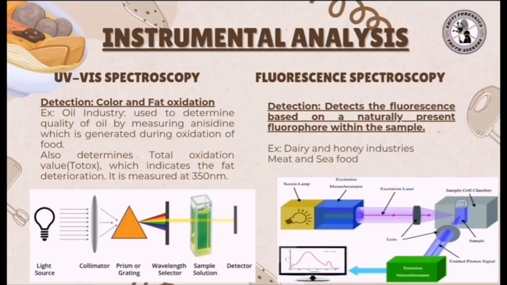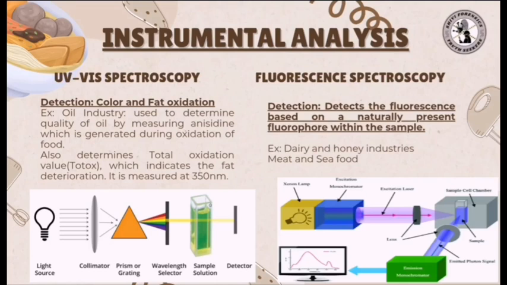Example, in oil industry, it can be used to determine quality of oil by measuring anisidine, which is generated during oxidation of food. It also determines the total oxidation value, that is TOTOX, which indicates the fat deterioration. It is measured at 350 nanometers.